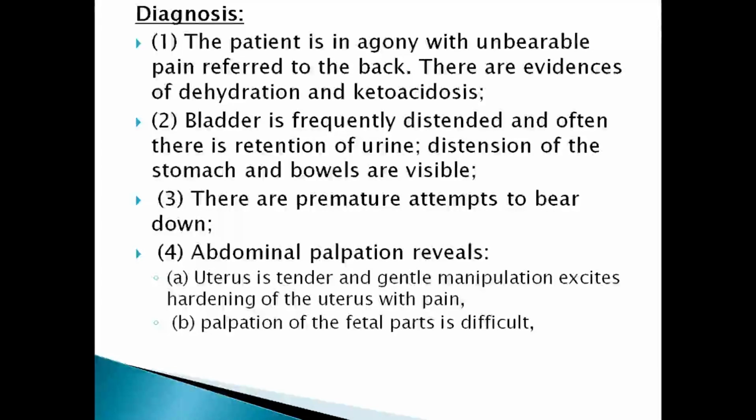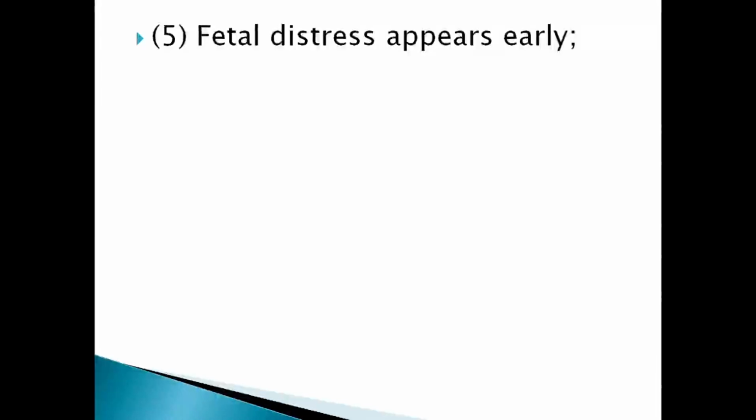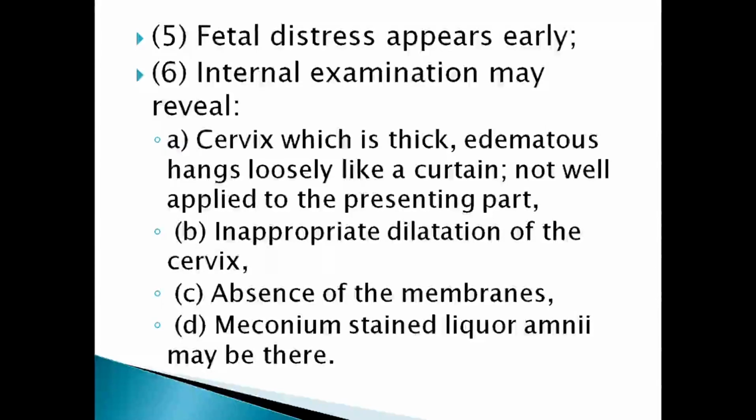Abdominal palpation reveals the uterus is tender and gentle manipulation excites hardening of the uterus with pain. Palpation of the fetal parts is difficult. Fetal distress appears early. Internal examination may reveal a cervix which is thick, edematous, hangs loosely like a curtain, not well applied to the presenting part, inappropriate dilatation of the cervix, absence of the membranes, and meconium stained liquor amnii may be there.